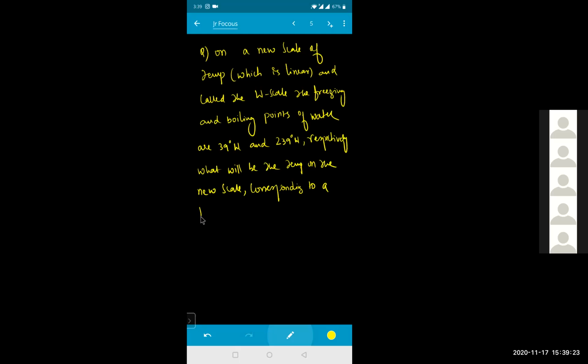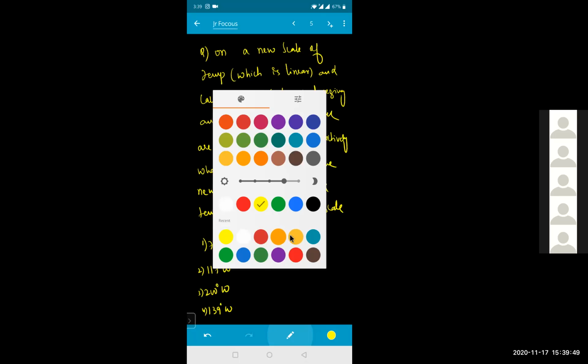Corresponding to a temperature of 39 degrees centigrade on the Celsius scale. Chalo jaldi se karo. First option is 78 W, second option is 117 degree W, third option is 200 degree W, and fourth option is 139 degree W. W is the scale name, beta. Jaisa apne paas kya bolte wo hota hai na?